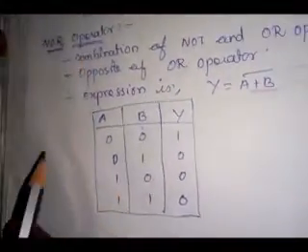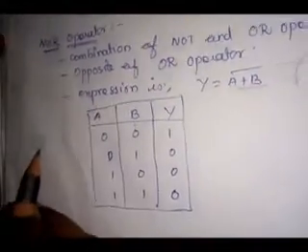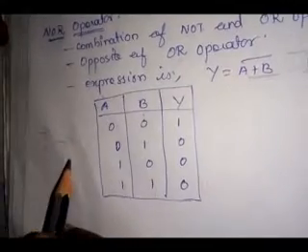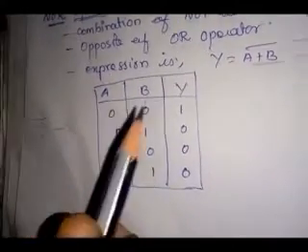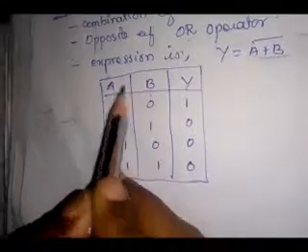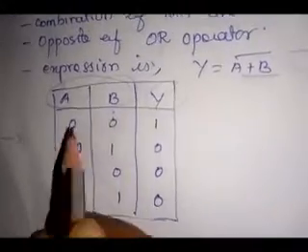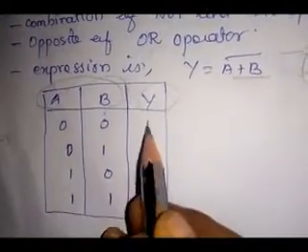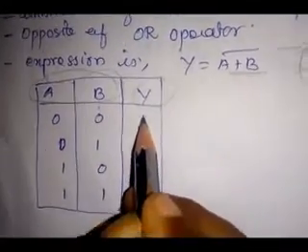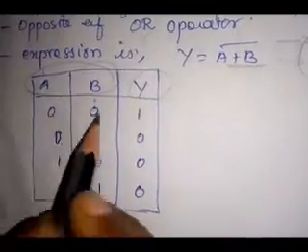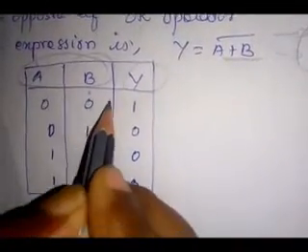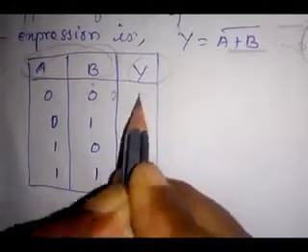This NOR operator also has two or more inputs and it produces only one output. In this truth table, A and B are the two inputs, Y is the output. Here 0 NOR 0, that time we will get the answer 1. How can we get the answer? 0 plus 0 is 0. Opposite of 0 is 1.